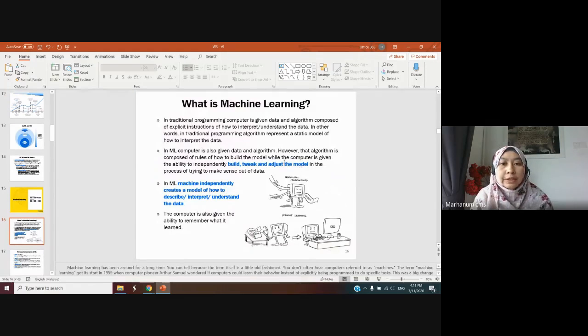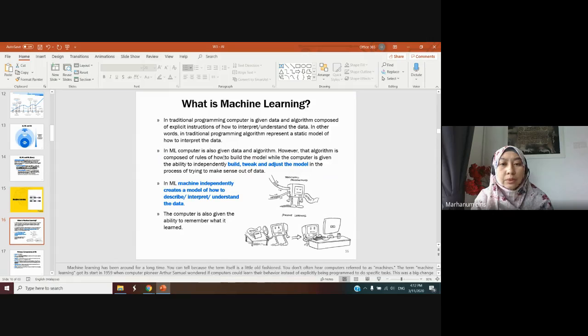So in traditional programming, the computer is given data and an algorithm composed of explicit instructions. Explicit: you do this and then this happens. If people say yes, this is the answer. If people say no, this is the answer, based on the algorithm, on how to interpret and understand the data. In other words, in traditional programming, the algorithm represents a static model of how to interpret data.